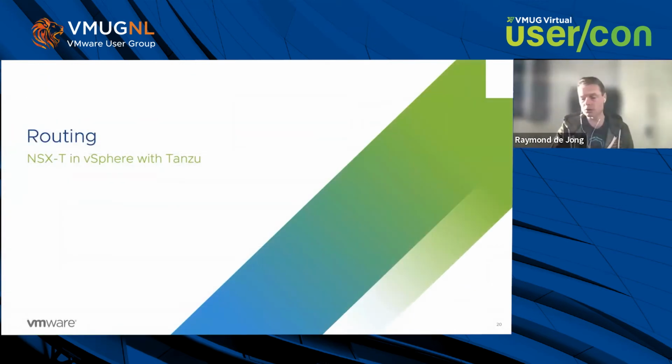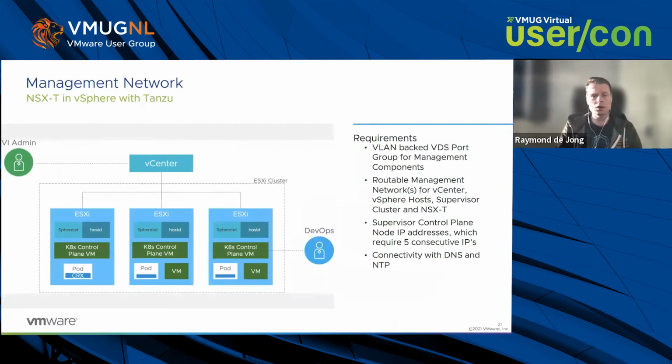So let's now talk a bit more in deeper level about some of those features I mentioned before, starting with routing. If we talk about routing in a supervisor cluster, we need to consider two main components, which is the management network and the workload network.